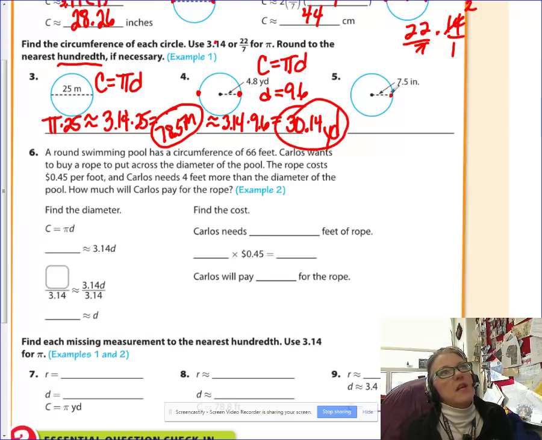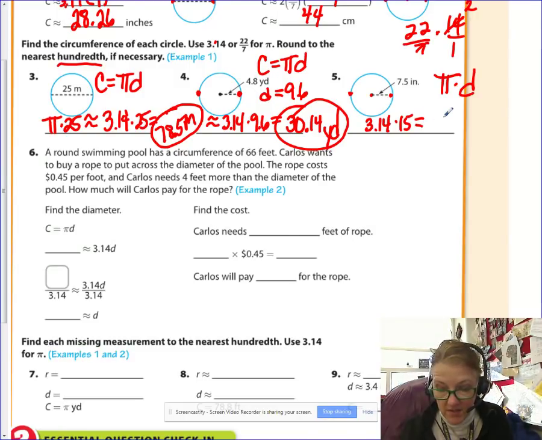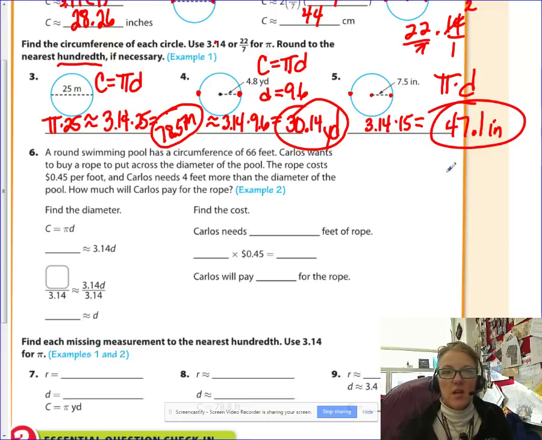Last one, 7.5. That's your radius. Circumference is pi times diameter. That means we got to go all the way across. You have to double 7.5. That means pi times 15. 3 times 15 is 45. So I know this is going to be probably in the upper 40s somewhere, okay? So do 3.14 times 15. You get 47 1/10. 47 1/10 inches. Please make sure you label it because really this is a distance.